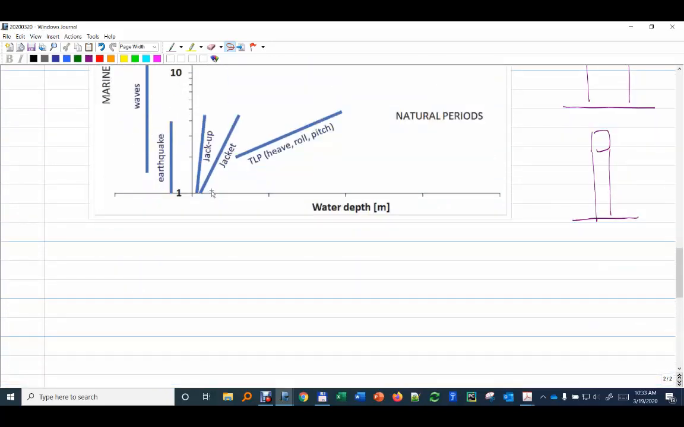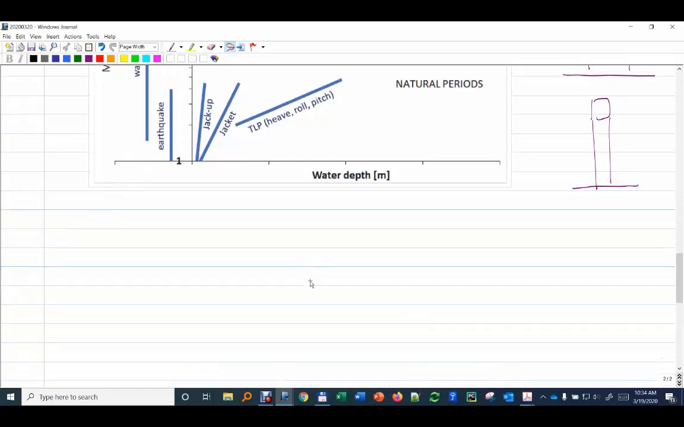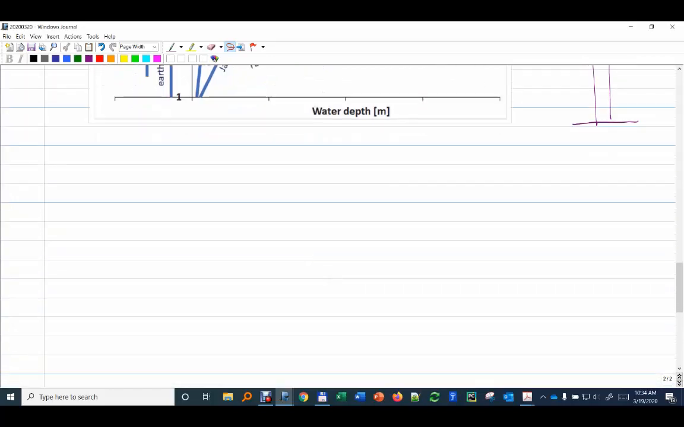To make it a bit more quantitative, we can do something that is sometimes made.